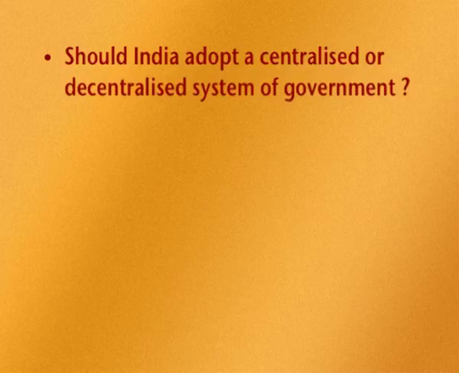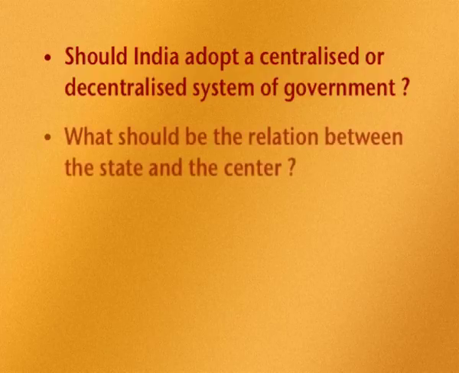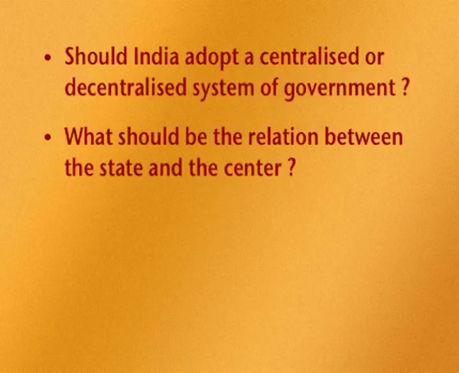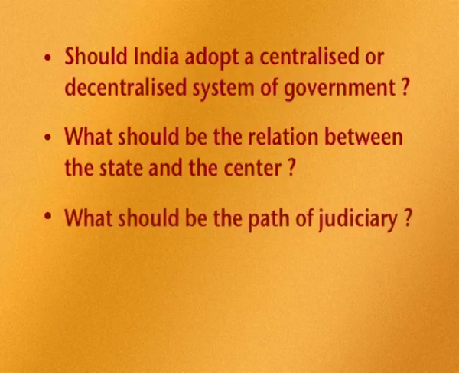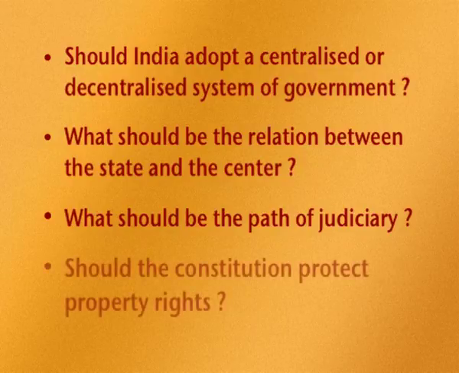Before finalizing the constitution, the framers had differences of opinion on many issues. They thought about whether the constitution should be centralized or decentralized. They also thought about to whom the powers should be given. Should India adopt a centralized or decentralized system of government? What should be the relation between the state and the center? What should be the powers of the judiciary? Should the constitution protect property rights?